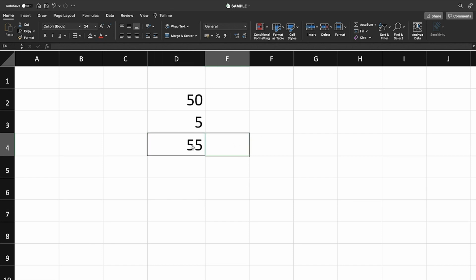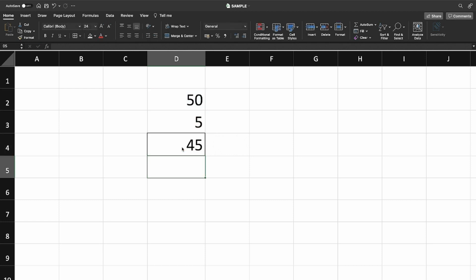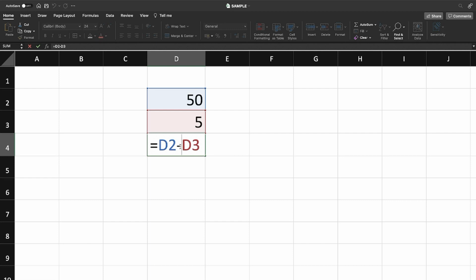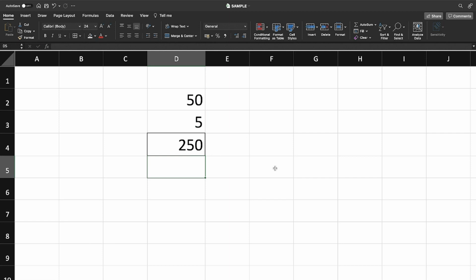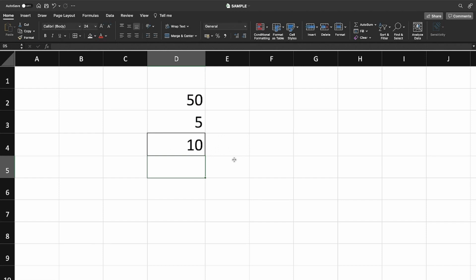The same thing goes with the different mathematical operators. Pwede mo lang i-click to and then change the mathematical operator here. Ganyan. Di ba? Yung sagot lang niya yung nag-change. For multiplication, we use the asterisk. For division, we use the forward slash. There you have it.